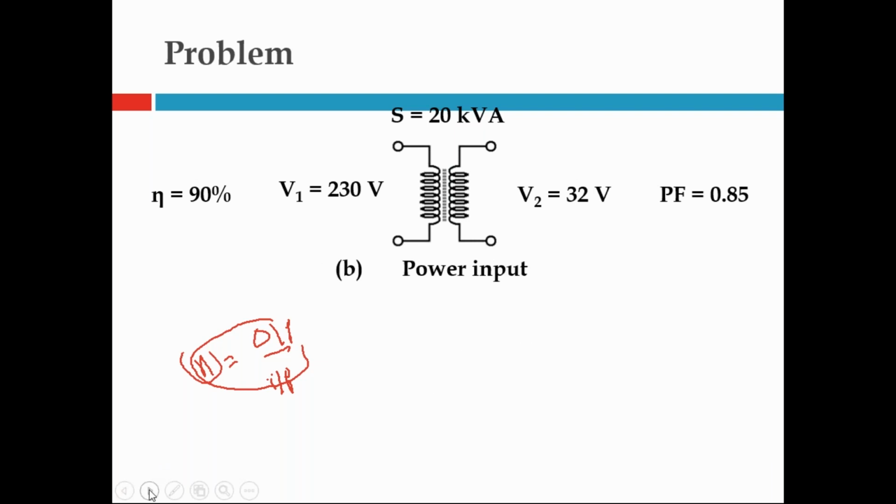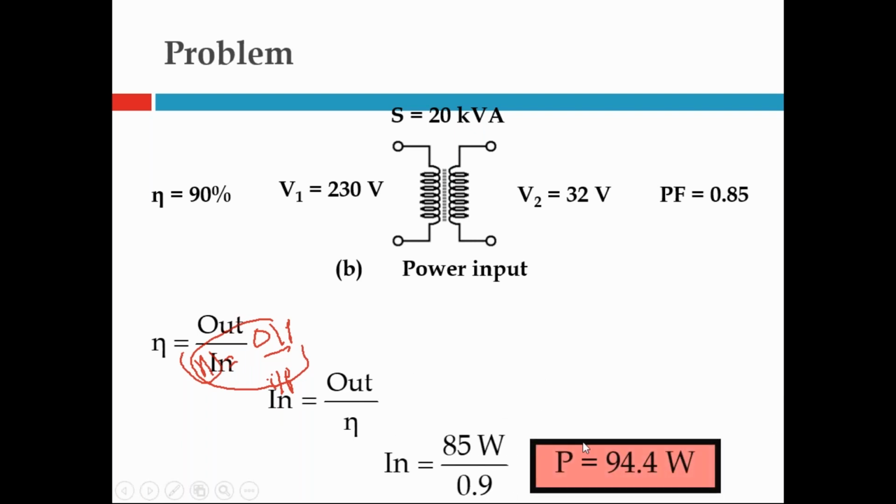Next, how can we calculate the input power from the efficiency? If you know the value of efficiency and output power, then input is output divided by efficiency. So this is the value of input power. Let me go through this problem again.